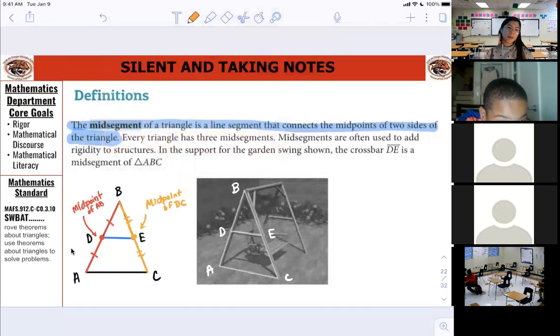Now, would that mean anything else? Does that tell me any other congruency? That's all. So I can't say that DB is congruent to BE or that AD is congruent to EC. All I know is that each side has been split in half.